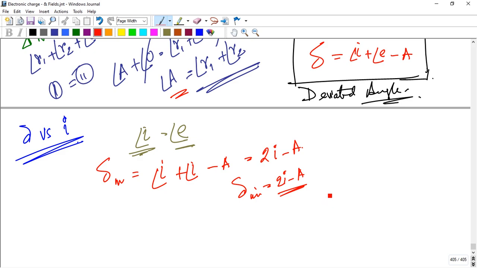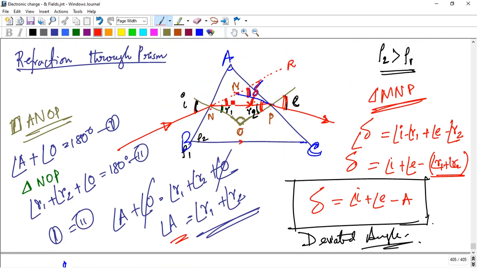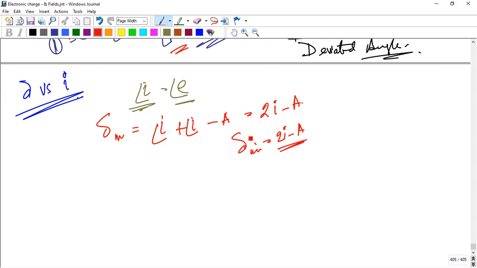In 2I minus A, if these two are equal, so R1 and R2 are also equal. So R1 equals R2, and the prism angle A is R1 plus R2. Say that is R, so A is equal to twice R. So R equals A by 2.